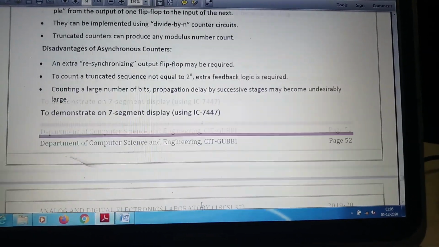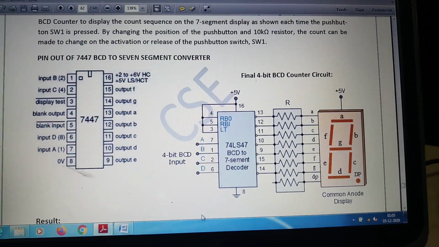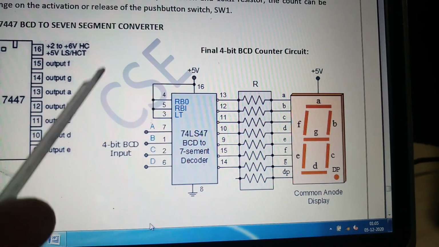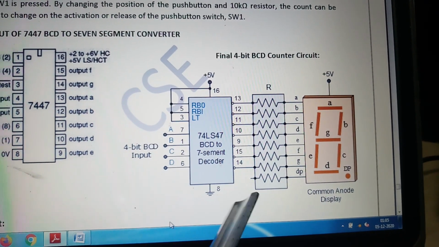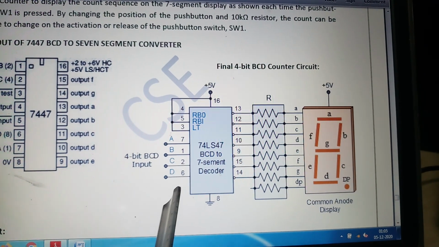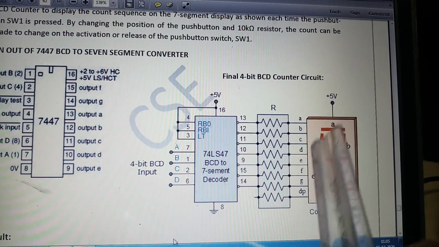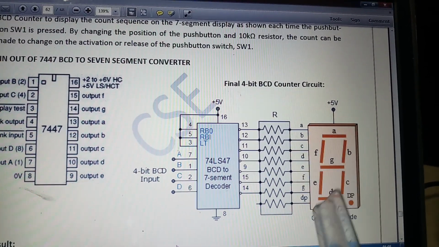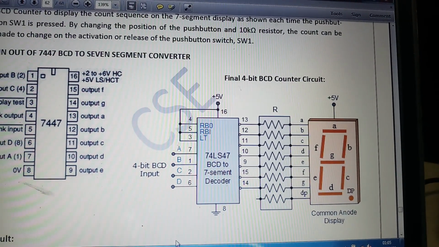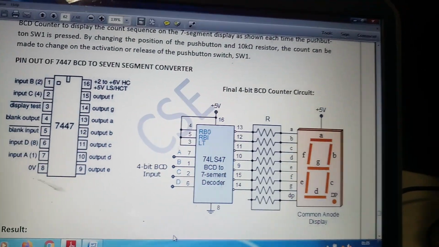Next we have the connection for the 7 segment display. The IC used is 7447. The output of the decade counter will be given as input to the 7 segment IC, which means whatever values we see in binary, the same values you can see in 7 segment form. Here you can see the 7 segment display. We are using the common anode display method. Now we'll see the connection.